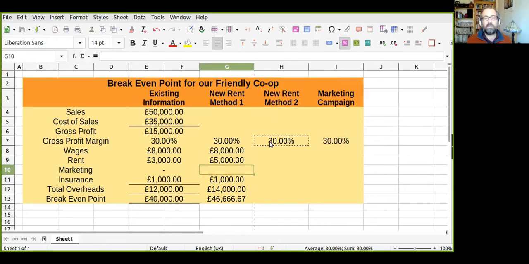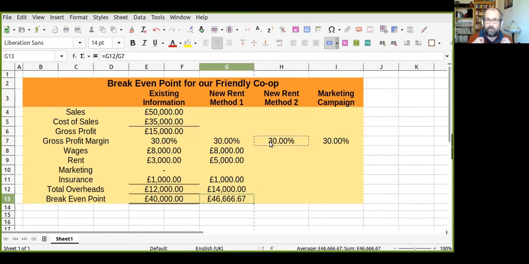So the new break-even point for this co-op is £46,666.67. It has an increase of £6,666.67 to cope with the fact that it is now spending £2,000 more on rent.